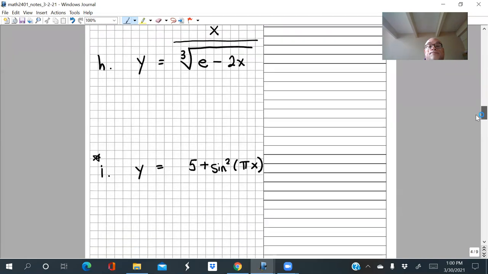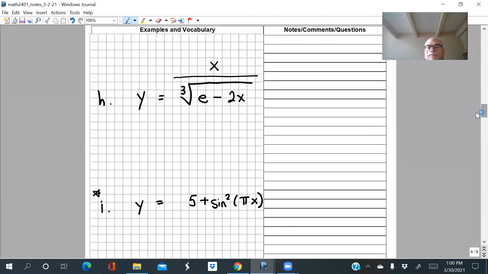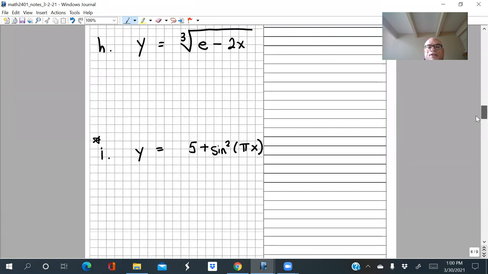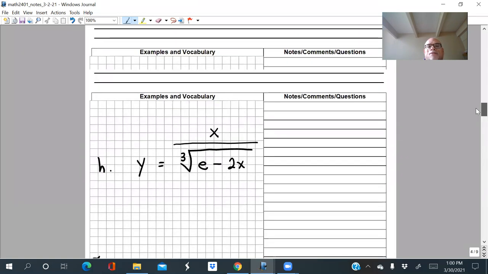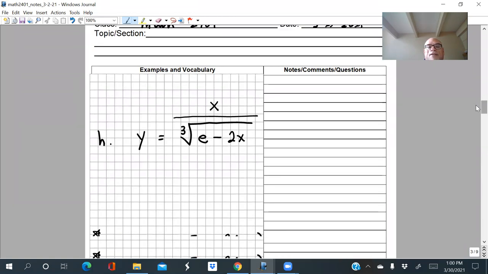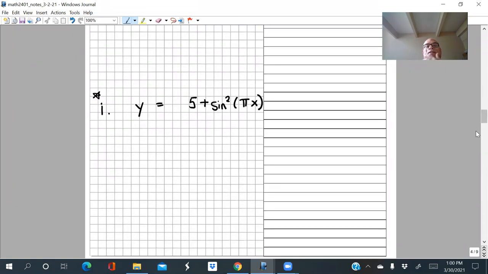Let's look at this one, okay? Actually, let's try this one. This one's a little bit messier. Let's try this last example first. Then we'll come back to the previous one.